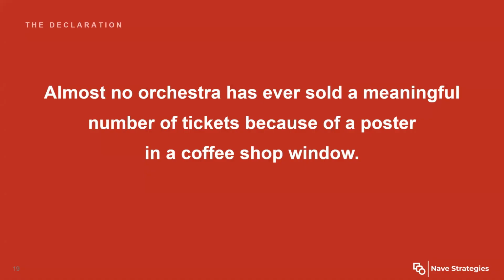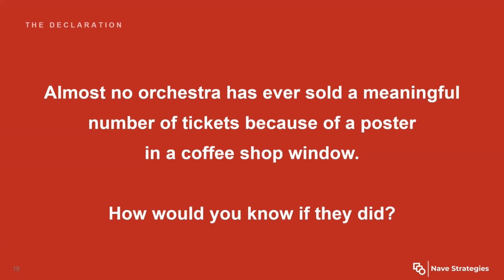Almost no orchestra has ever sold a meaningful number of tickets because of a poster in a coffee shop window. And before you push back, I want to ask you something. How would you know if they did? Is there a promo code on the poster, a unique URL, any mechanism at all that would tell you whether someone saw that poster and bought a ticket?